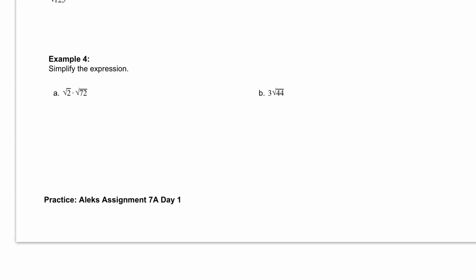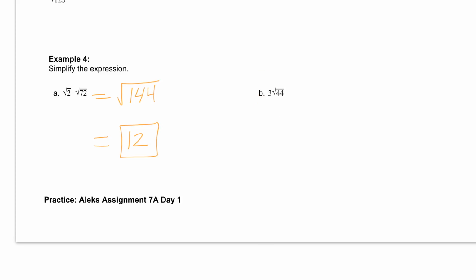So 2 times 72 gives us 144. So we're looking at the square root of 144. And if you think back to our list of perfect squares, 144 is a perfect square. And 144 comes from 12 times 12, which means the square root of 144 is equal to 12.